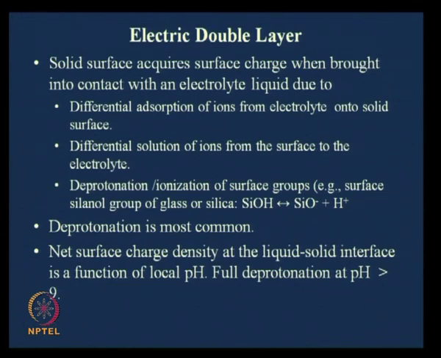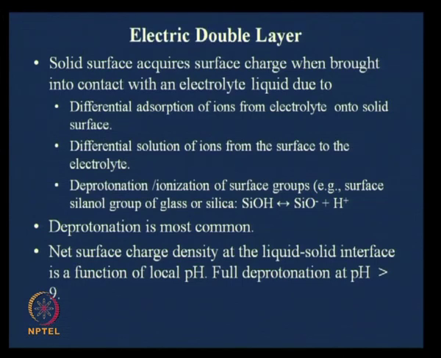and an electrolyte next to it, the electrolyte dissociates, there is a dissociation of positive and negative ions, and there would be acquiring of surface charges on the solid surface. So, a solid surface acquires surface charge when brought into contact with an electrolyte liquid due to various reasons. One was differential adsorption of ions from the electrolyte onto the solid surface. The second is differential dissolution of ions from the surface to the electrolyte, and the third is deprotonation or ionization of surface groups such as the surface silanol group of glass or silica.